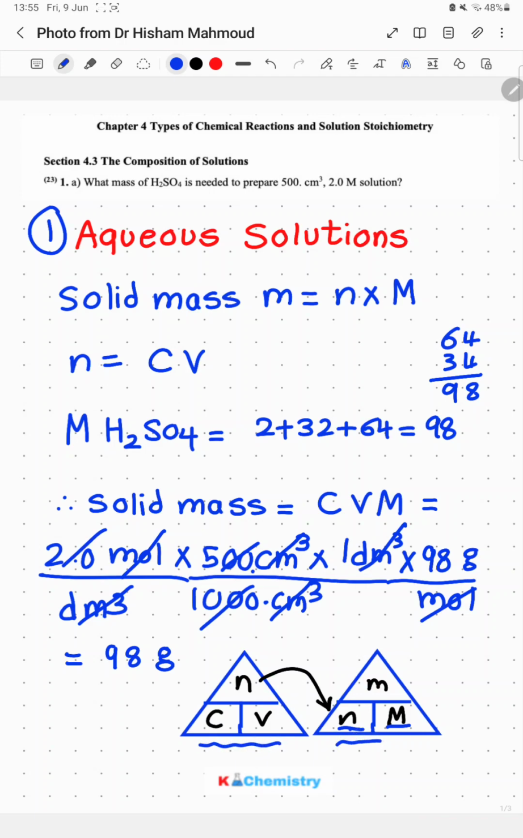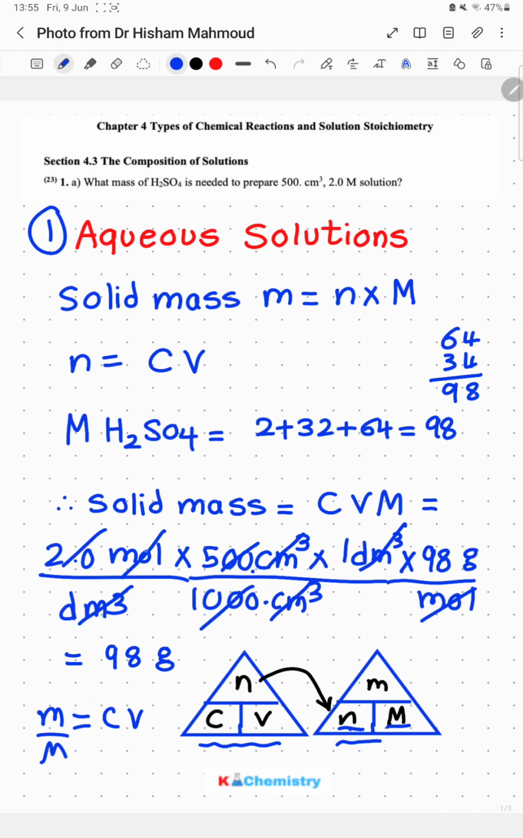to find the molar mass. How can we get N? N is equal to C multiplied by V. We have the C and we have the V, and then we can move this one to here. So remove the N and put mass over molar mass. This means that the mass over the molar mass, which is N, is equal to C multiplied by V. Which one do you want? You need the mass, so mass is equal to M C V.